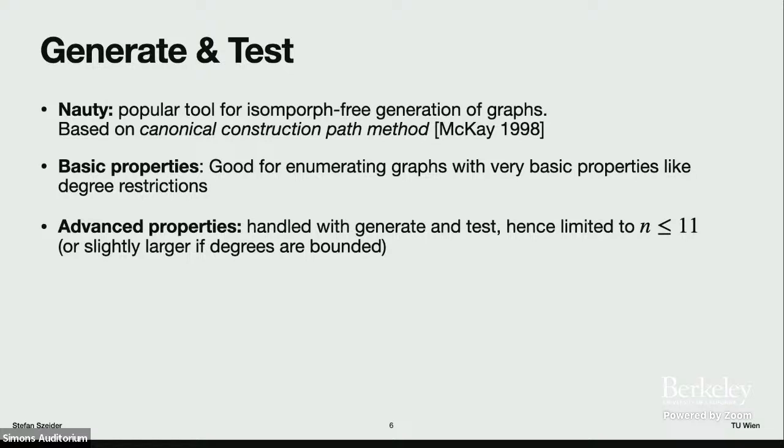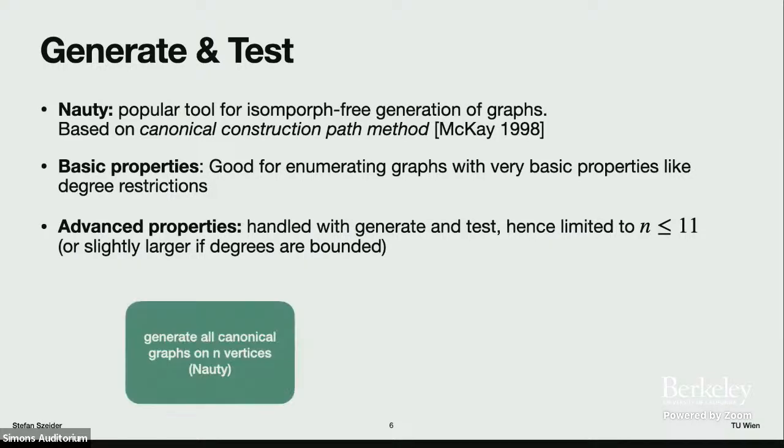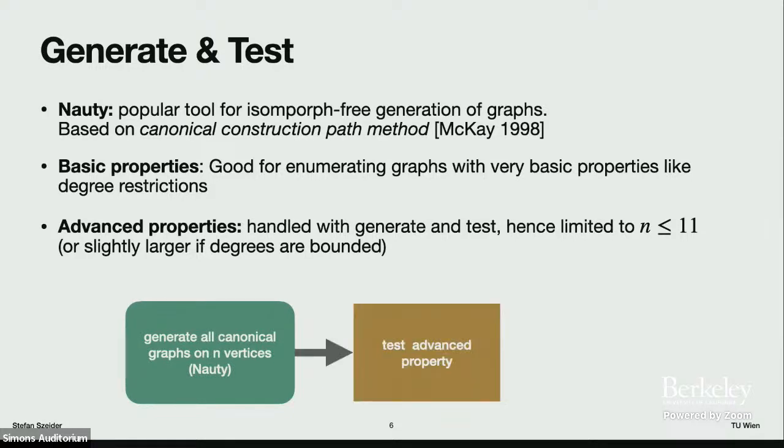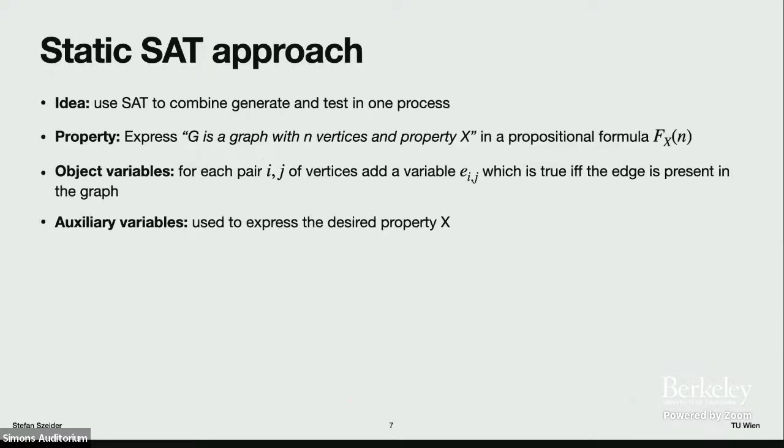But if the property you're looking for is a little bit more advanced, then you can't build it into Nauty. Then you need to do a generate-and-test method. You generate all these canonical graphs on n vertices, then you test the property that you're looking for, and then you get the result. But of course, if the number of these objects is too large, then you can't do this. And therefore, there exists a SAT approach. We can do this with SAT, and we can kind of avoid this generate-and-test.